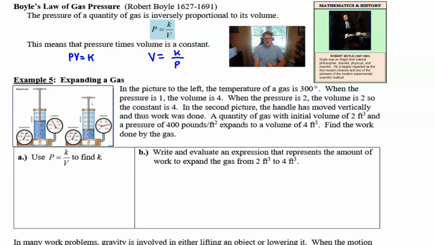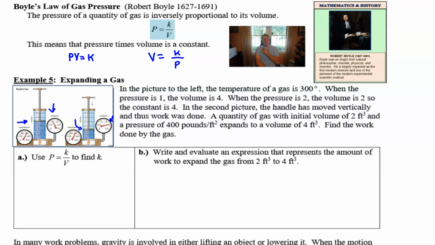When the pressure of this gas is 1, we know that the volume is 4. And you can see that from the indicator here. The pressure gauge is 1, and the volume over here is at level 4. Now when the pressure is increased to 2, the volume is now 2. As you can see, pressure here is 2, and the volume of the gas is now 2.